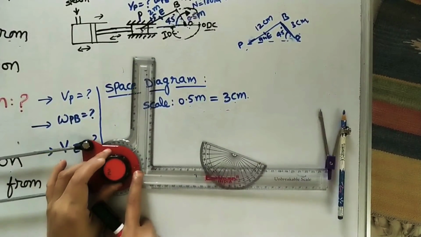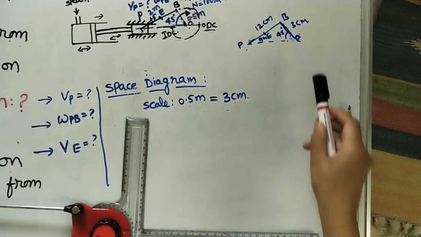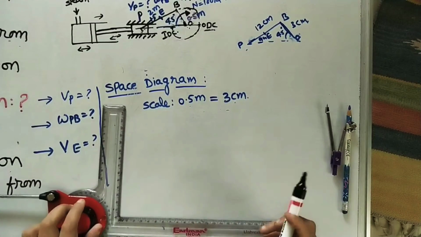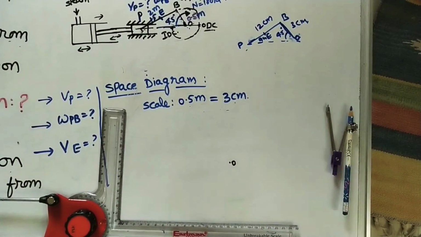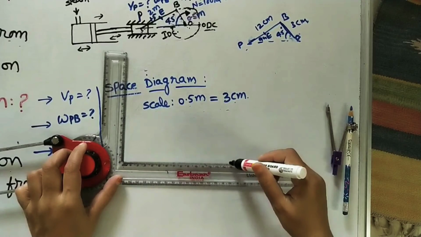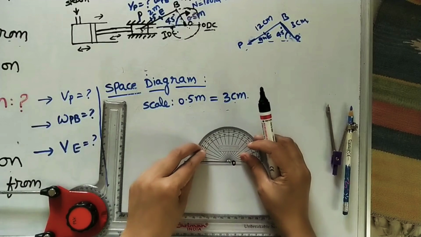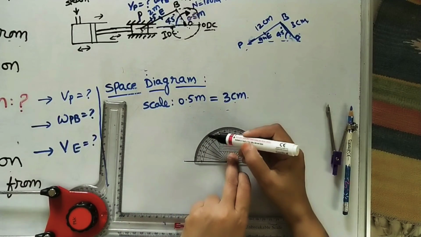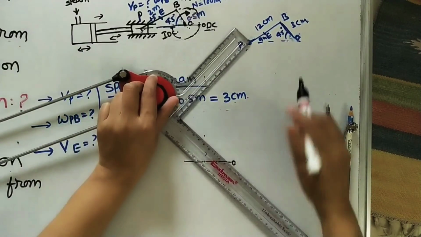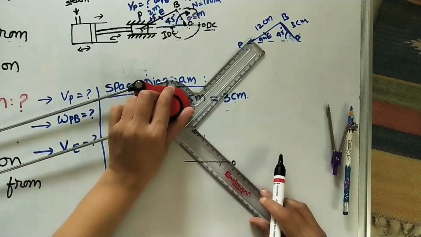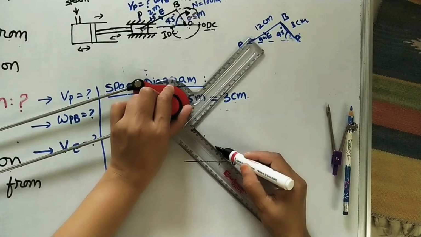First I fix the protractor here at 0. This mark should coincide with 0. After that, mark any point O on this space. From O, take a 45 degree line. Just draw one horizontal line here. From the horizontal we need to mark the 45 degree line here. Just draw the line here. So this is 3 centimeters, from here it is 3 centimeters.